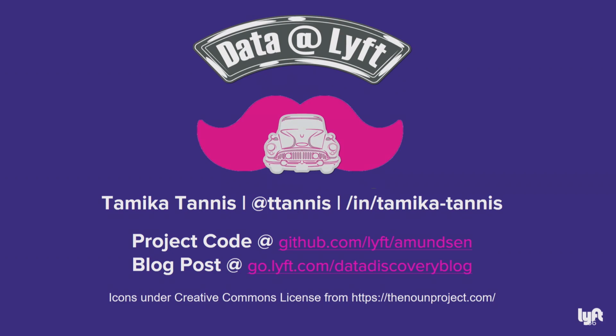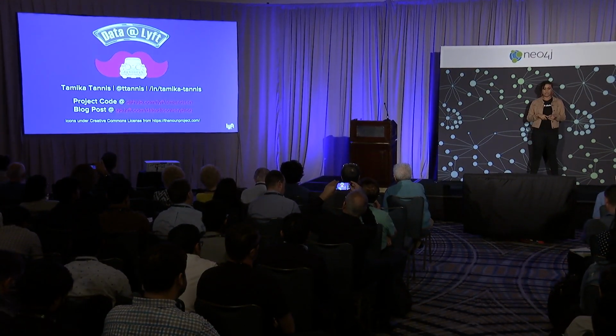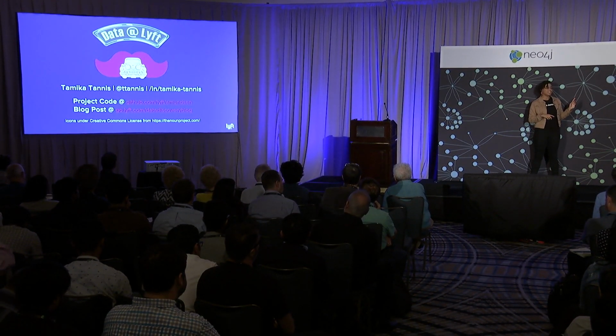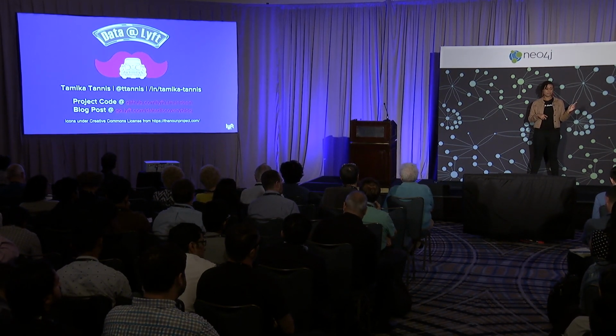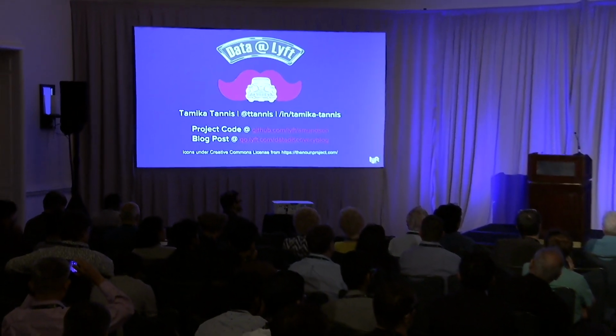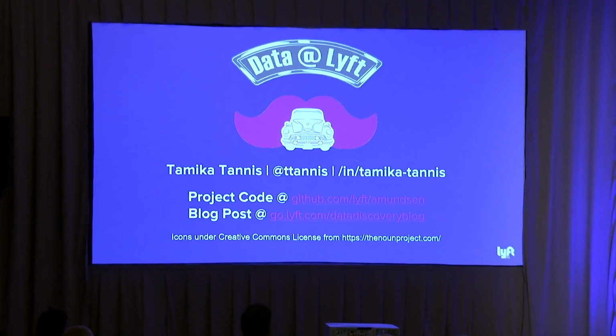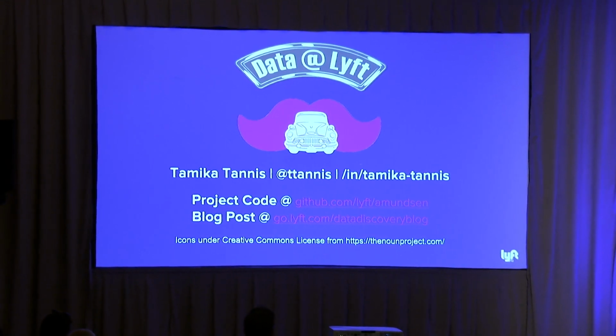And that wraps up my talk. My GitHub is at @ttannis, and you can find me on LinkedIn at Tamika-Tannis. Once again, the project code is available at github.com/Lyft/Amundsen. And then we also have our first blog post up at go.lyft.com/datadiscoveryblog, written by our product manager. We have another engineering focused blog that's going to cover some of those architectural decisions coming out soon. And I'll be happy to answer any questions that you have, or you can come find me at the next break.